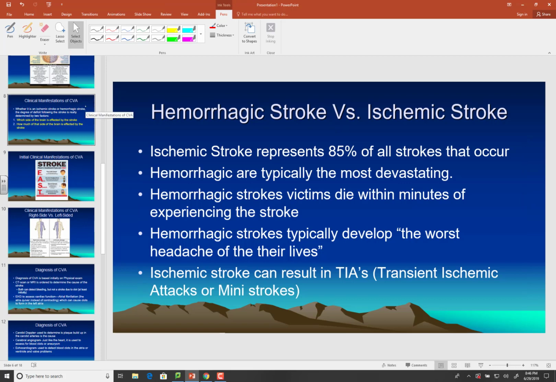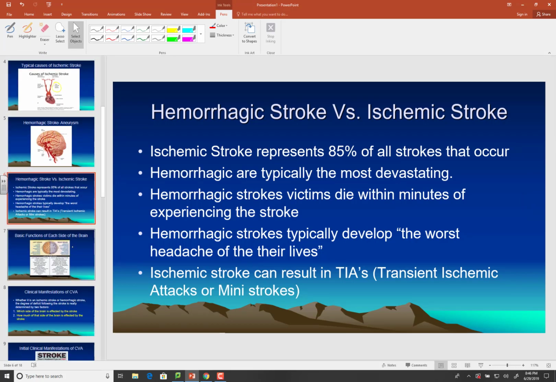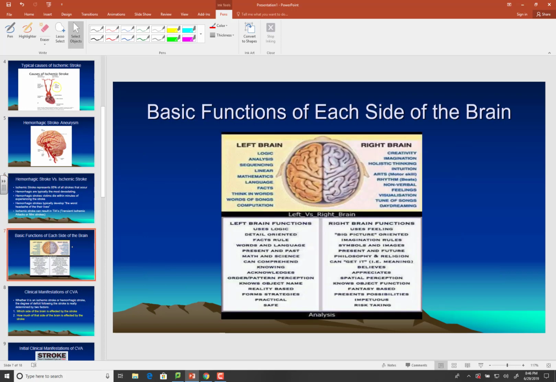And just as a review, what I want to do is just quickly, and again, I'm not going to expect you to know all this, but just to have a general idea of the basic functions of the right and left side of the brain. And if you understand basically what the right and left side of the brain do, then you'll understand some of the deficits associated with a stroke that occurs in the left or right hemisphere of the brain, right?